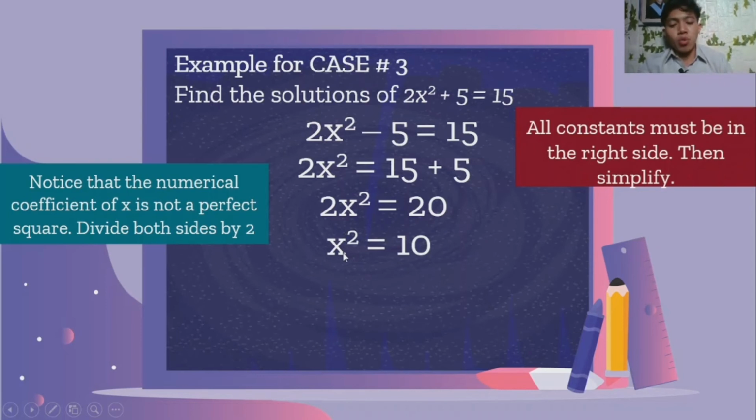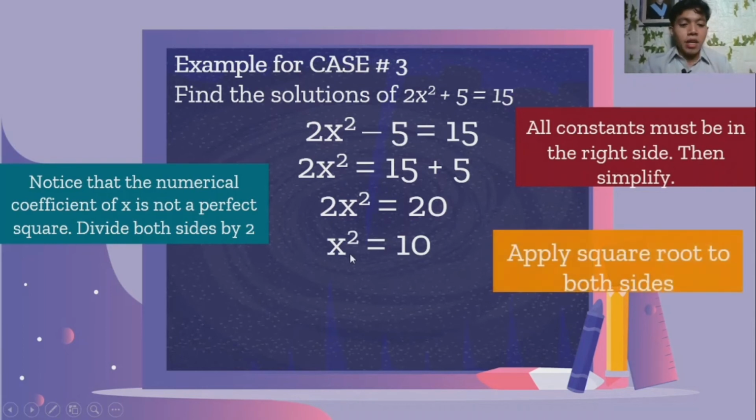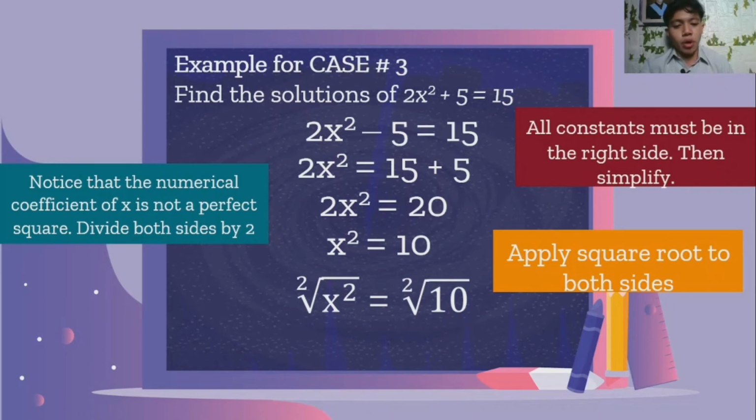Now, perfect square na ba ang x squared? Yes. Okay? So, apply square root ka na kagad dyan. So, apply square root of x squared is equal to the square root of 10. Now, square root of x squared, that is equal to x. Okay? Kasi nakakancel na yung squared. Now, sa kabila, square root of 10. What is the square root of 10?